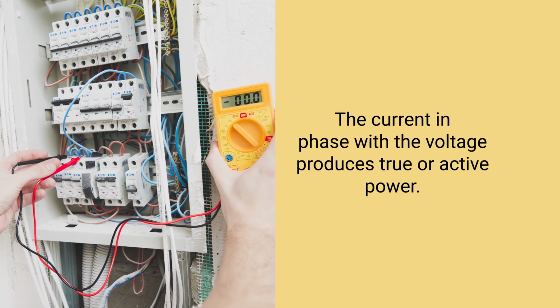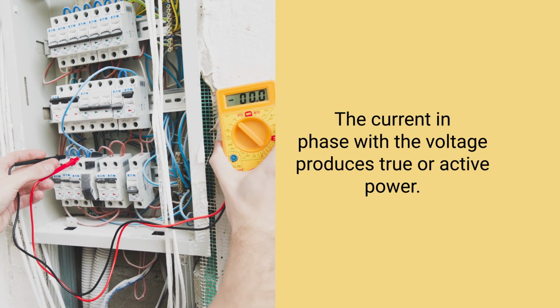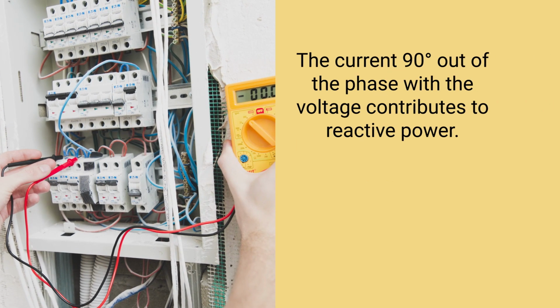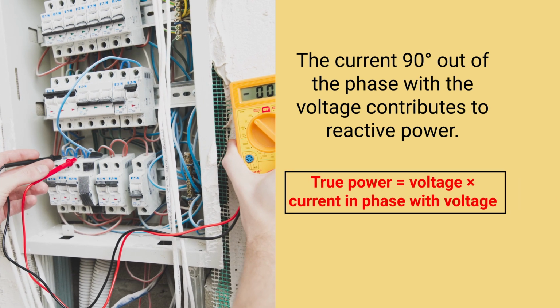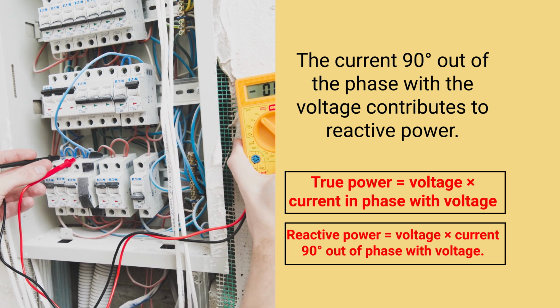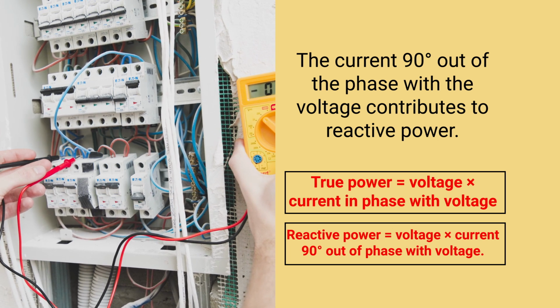It has been seen that in a pure resistive circuit, current is in phase with the applied voltage, whereas in pure inductive and capacitive circuits, current is 90° out of phase. Therefore, it is concluded that the current in phase with the voltage produces true power or active power, whereas the current 90° out of phase with the voltage contributes the reactive power. Hence, we can write the true power is equal to what? Voltage multiplied by current in phase with the voltage. Similarly, the reactive power is equal to what? Voltage multiplied by current 90° out of phase with voltage.